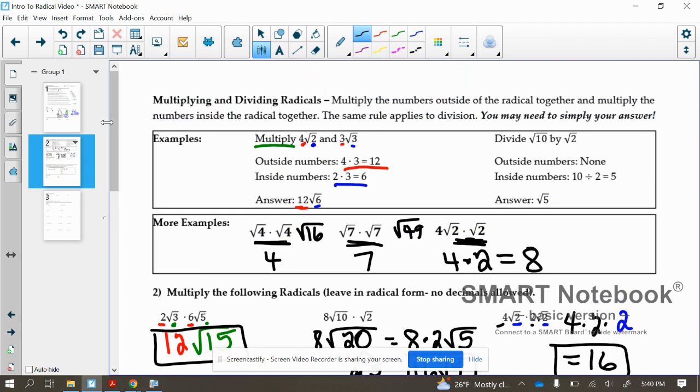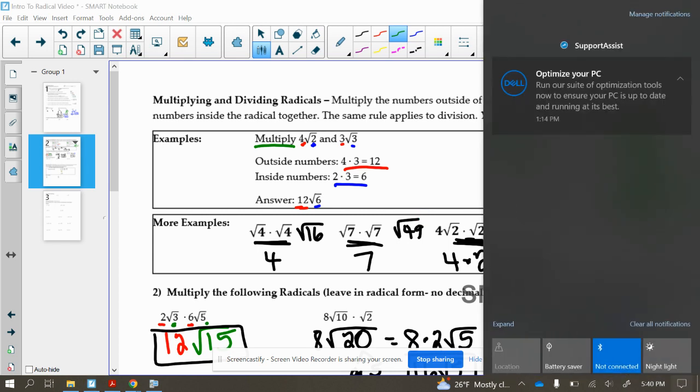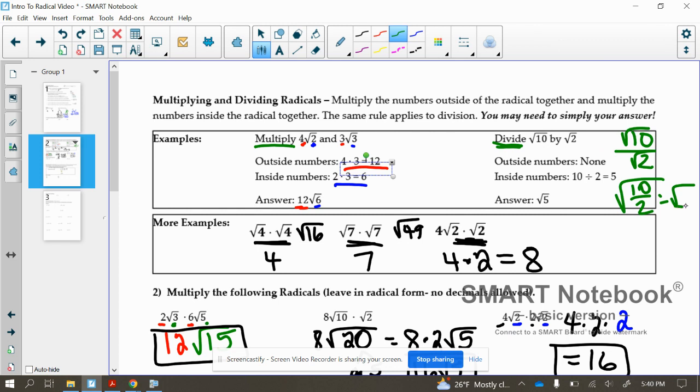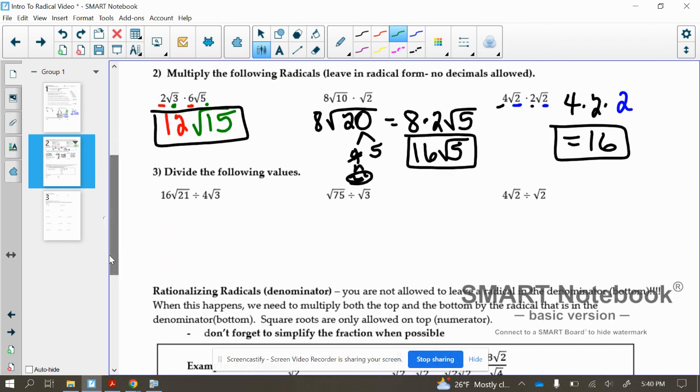Now up above, we also had a division example. So square root of 10 divided by the square root of 2. Well, anytime you're dividing those two square roots, it's almost like you're able to divide them underneath the same square root. So 10 divided by 2 would just be square root 5, which doesn't break down at all. Square root of 5. So we see that on some of these other examples as well.